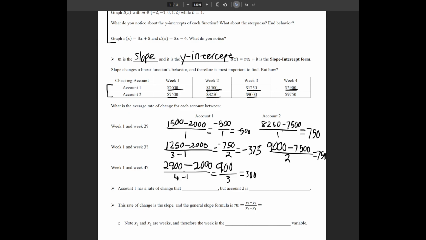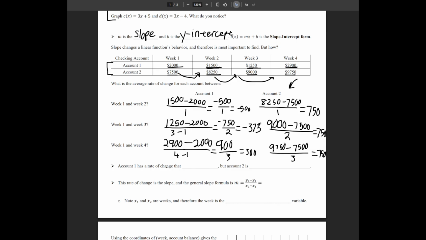Doing the same thing for account 2. Your final amount of money minus your initial amount of money divided by 3. We are running out of space here. So I'm going to give you 2,150. This will also give you 750. So it looks like account number 2 is pretty constant, as your rate of change is the same for every single week. So plus 750, plus 750, plus 750. And we can see that here.